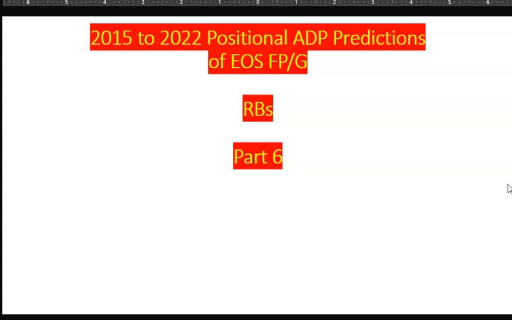I continue with my video lessons, a very deep dive into metrics that I generated from 2015 to 22, looking at ADP predictions and how those end up at so-called end of season. This is RBs, Part 6. So I've done the first 4 were receivers. Part 5 is RBs. This is RBs as well. So we will continue this journey here.